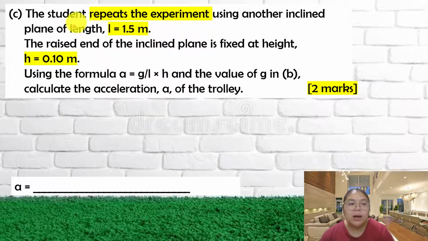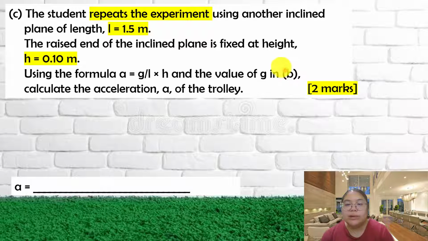Okay, the next one, the student repeats the experiment using another inclined plane of length 1.5 meter. Okay, now the length becomes 1.5 because just now it was 2. Now the raised end of the inclined plane is fixed at the height 0.1. Okay, they give you the h. Okay, formula, that's a new formula again. A equals g over L multiplied by h.